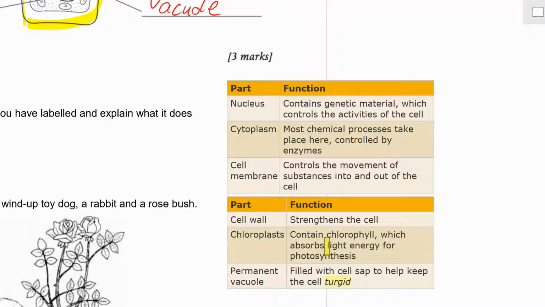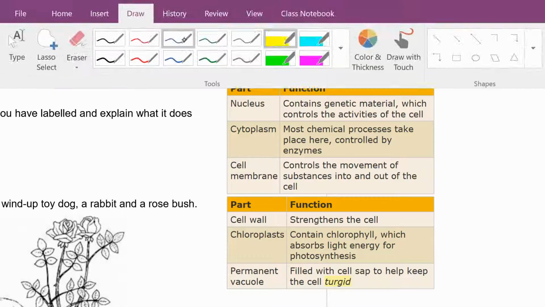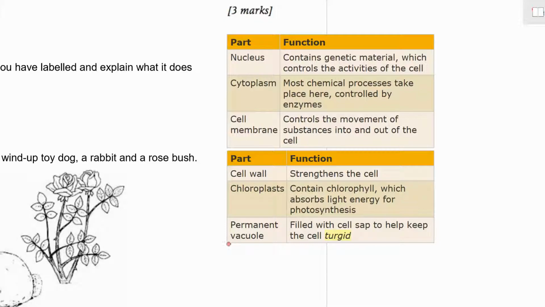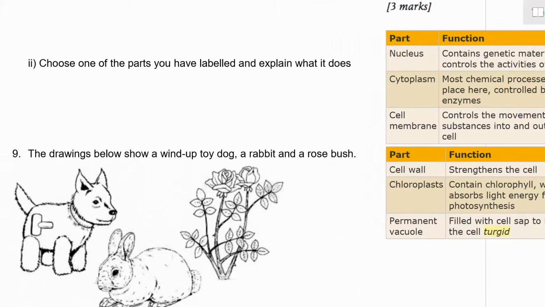You could have also had the chloroplasts. These contain chlorophyll. You didn't need to write that, but you could have said that they absorb light energy for photosynthesis or use light energy to make food. And a permanent vacuole, this is filled with cell sap to help keep the cell turgid.